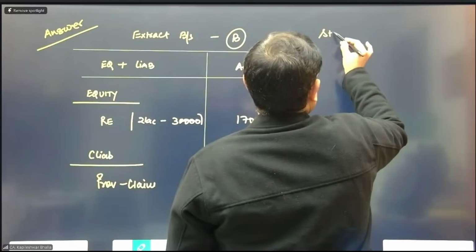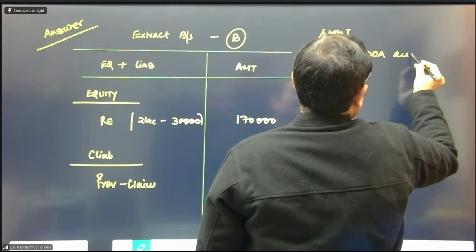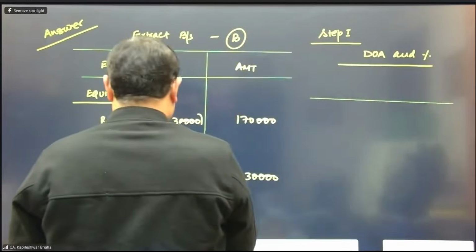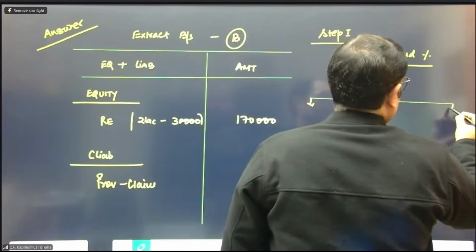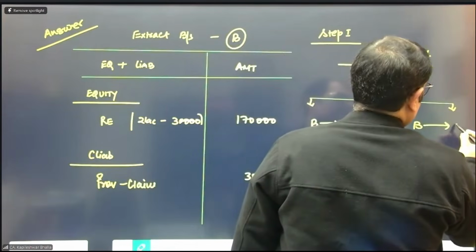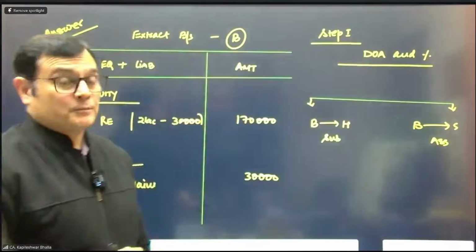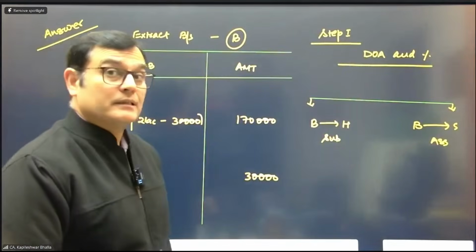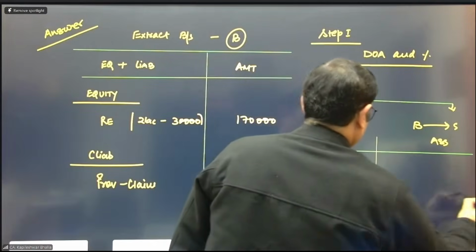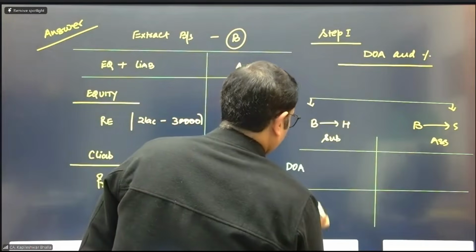So let's begin with step number 1. That is getting the date of acquisition and the percentage in this case. So let's organize the data. So we're looking at B acquired shares in H and B acquired shares in S. This is subsidiary and this is associate. So B is the parent, H is the subsidiary, S is the associate in this case. So let's see what is the date of acquisition and the percentage.